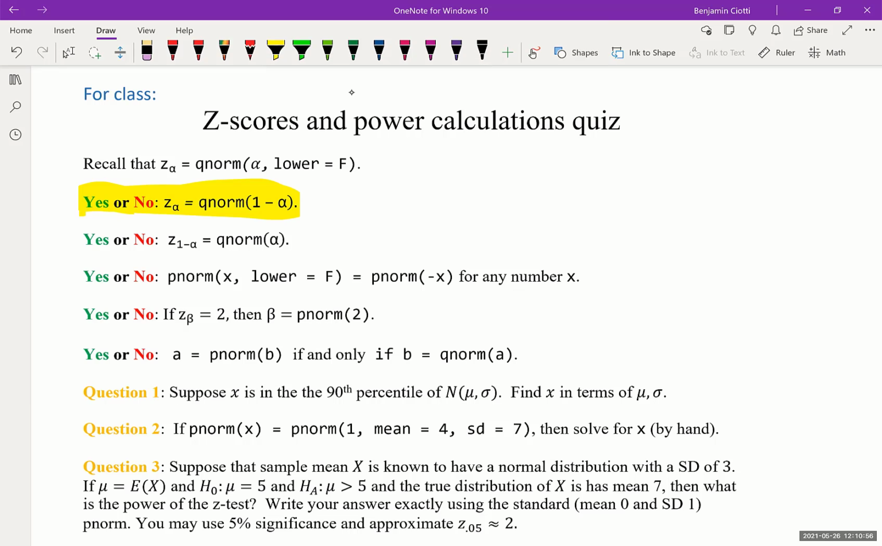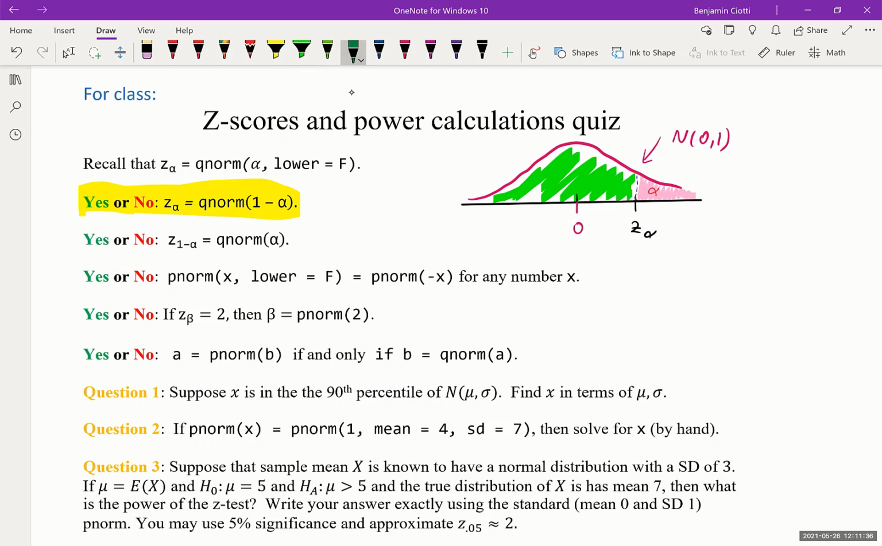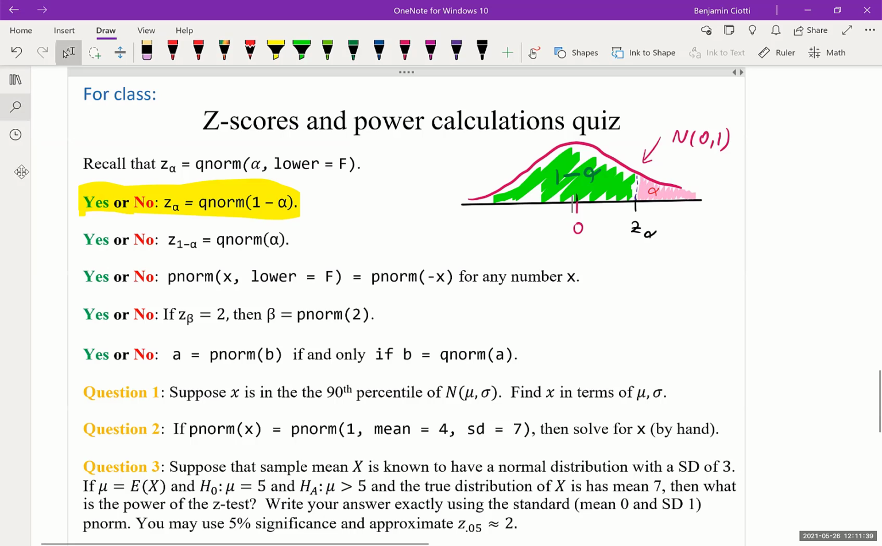Cool. Okay. Yeah, because it's always helpful to draw a picture, by the way. Probably a good idea to get in the habit of that. If this is N(0,1), that means it's centered at 0. And if this is z sub alpha right there, then that means that this area right here is the area that's alpha. But that's the same as saying that the area to the left is 1 minus alpha. So yeah, you could just as well say z alpha is qnorm of 1 minus alpha.